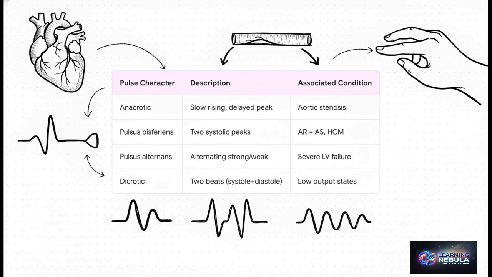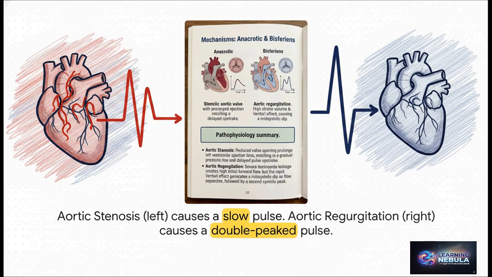Pulsus bisferiens feels like it has two separate peaks in one beat. Pulsus alternans alternates between strong and weak beats, and we'll talk more about that one in a second. And a dicrotic pulse feels like two beats when there's only one. Each has a unique feel and a strong clinical link. Let's look closer at two of these.